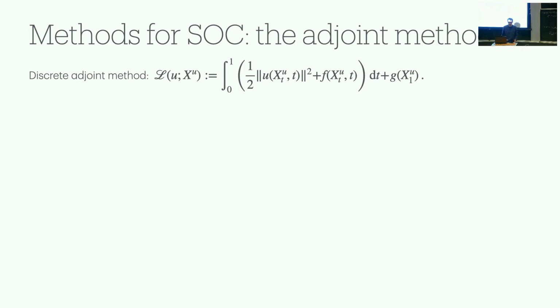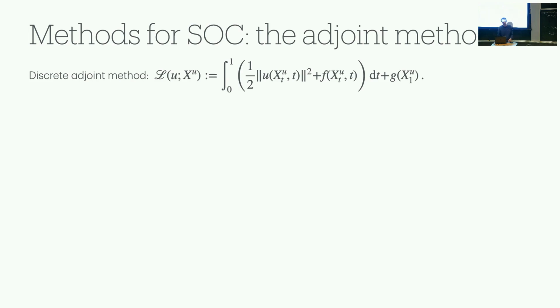Okay, so now I'll talk a bit about methods for stochastic optimal control. And first I'll talk about the adjoint method, which is what people have been using classically to solve stochastic optimal control problems with neural networks. The adjoint method can be seen from two perspectives.